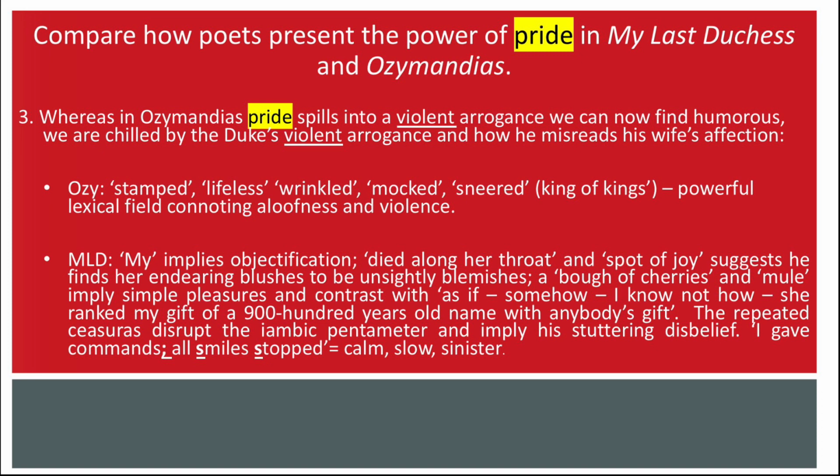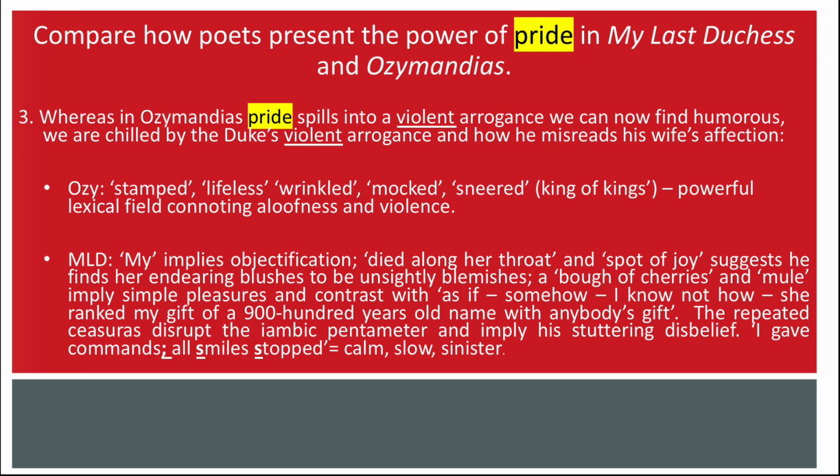Again, following that on, a bough of cherries and a lovely donkey ride on a mule. These imply simple pleasures, but they contrast with "as if somehow I know not how she ranked my gift of a 900-years-old name with anybody's gift."